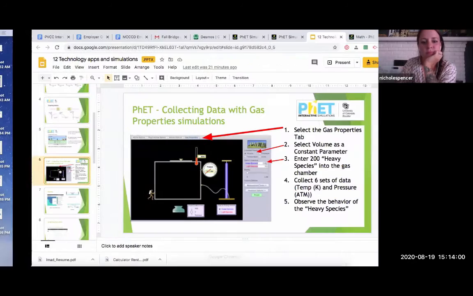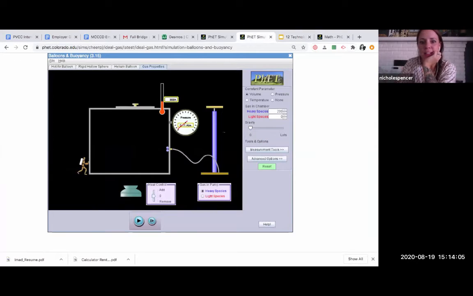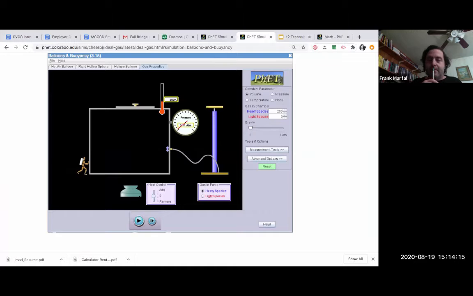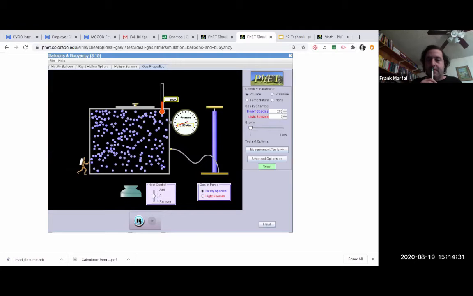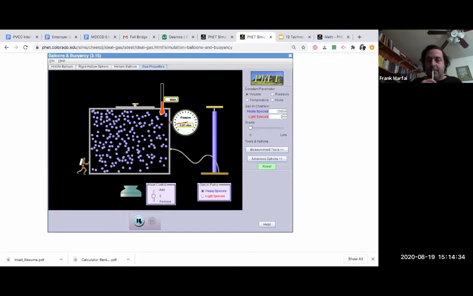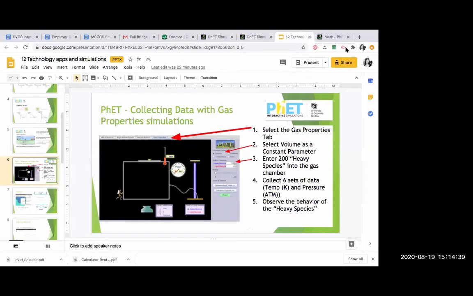Should work. And I'll go ahead and do it as well and collect some data. Could you put those directions back up, please? Yeah. Volume. Thank you.